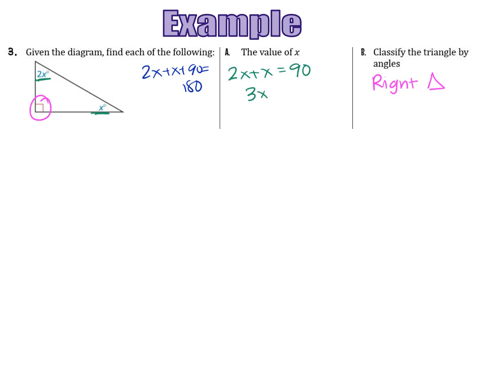So we can combine like terms to get 3x is 90. We can divide both sides by 3 to get that x is equal to 30 degrees. And there we have it. Let's look at another example.